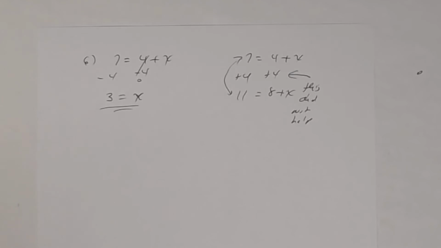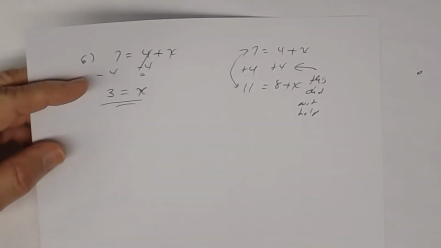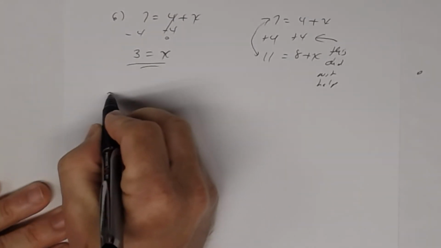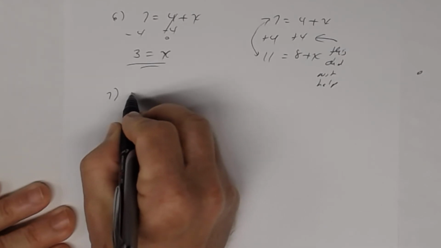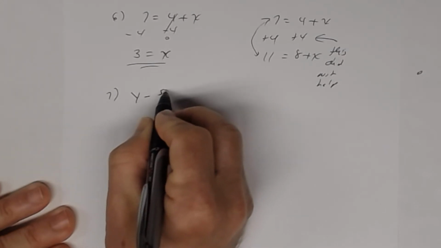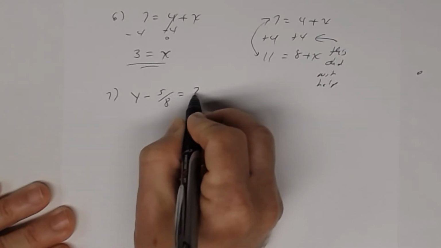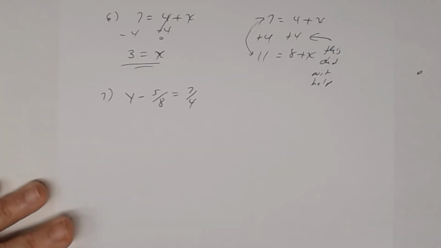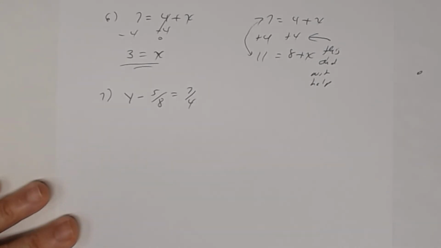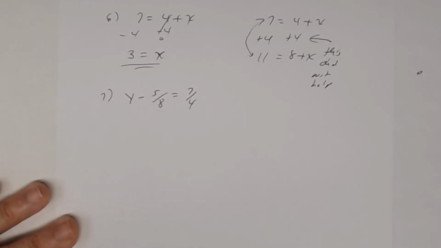Okay, now let's look at a couple of equations with fractions in them. This is number 7. We have y minus 5/8 equals 7/4. Y minus 5/8 equals 7/4. Now, do not change that to a decimal because those decimals may not always terminate.